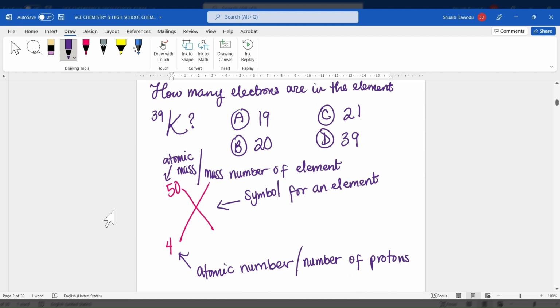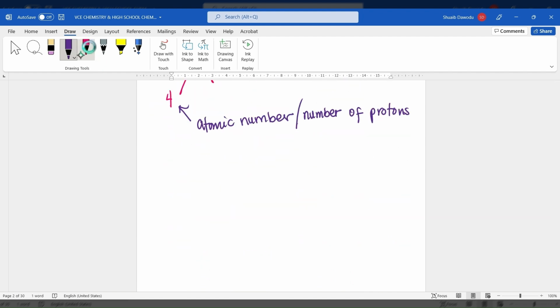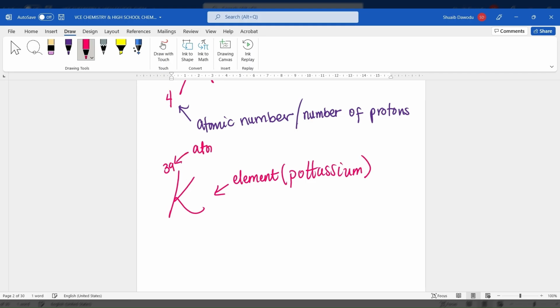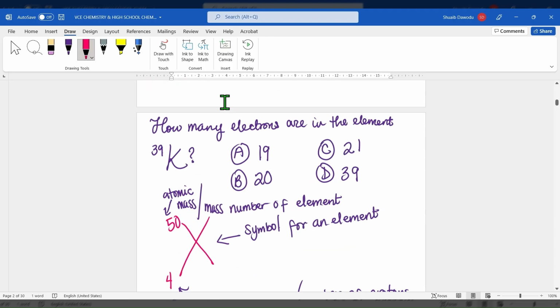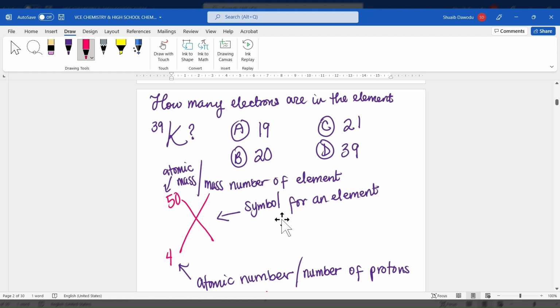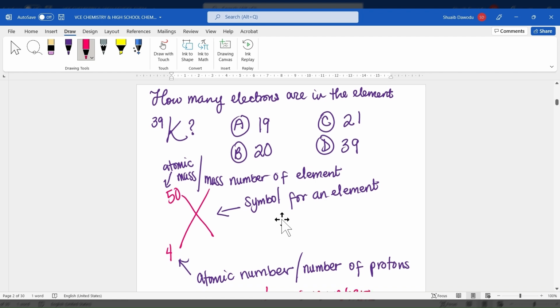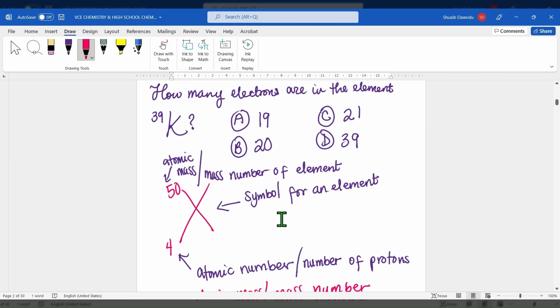So in this particular case, we have K to be the element. K represents the element potassium, whatever you want to call it. And then, of course, 39 is going to be the atomic mass, or the mass number. Now, the question is asking you the number of electrons. This question also requires you to understand that the number of protons, as well as the atomic number, as well as the electrons, are always going to be the same for an atom.